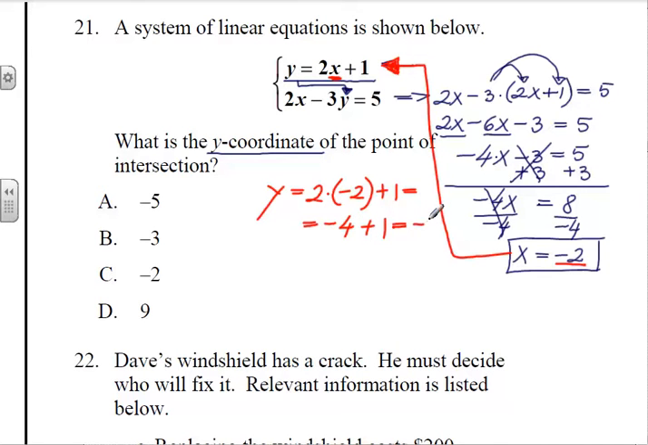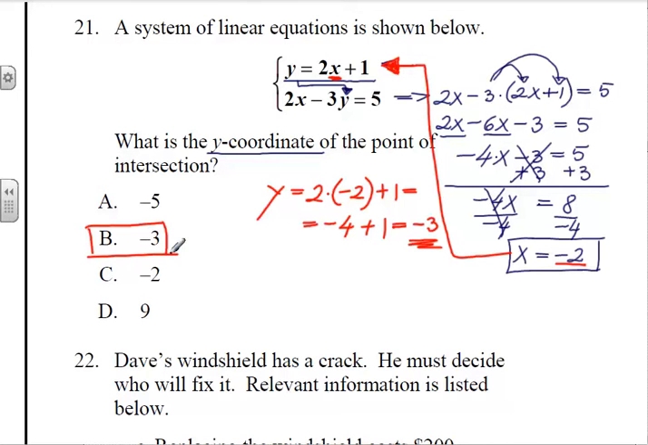Negative 4 plus 1, I'm sorry, will be negative 3. And this is your y. And this is your answer. B equals negative 3. Okay? Now this was one way. If you cannot figure out how to solve it using this way, you have another option.